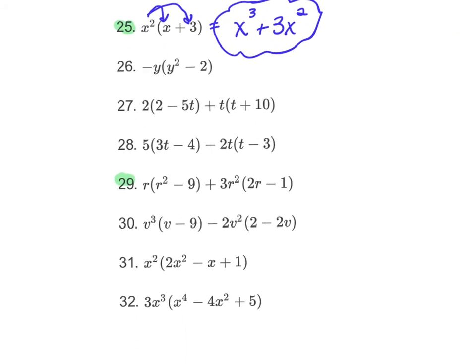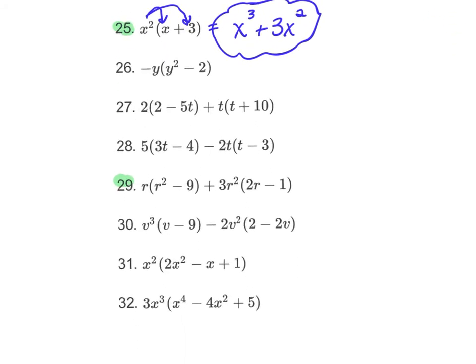In 29, we have to do what first? Do I combine like terms first, or do I distribute first? Yep, we're going to distribute first. I'm going to distribute here, and then I'm going to distribute this, and then we can combine like terms.